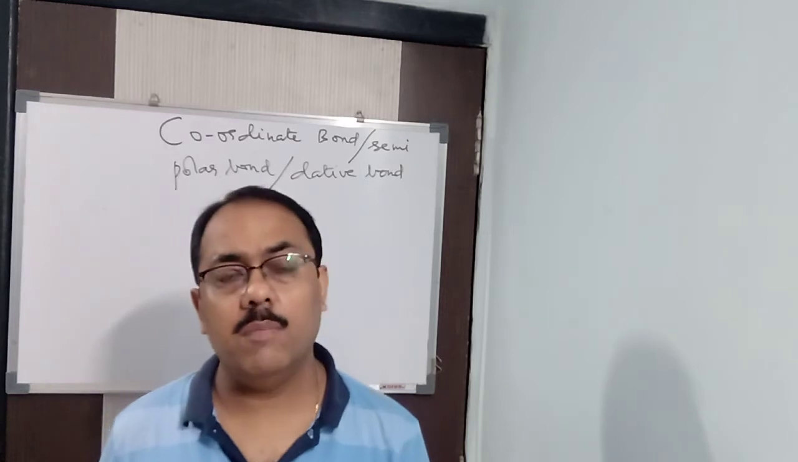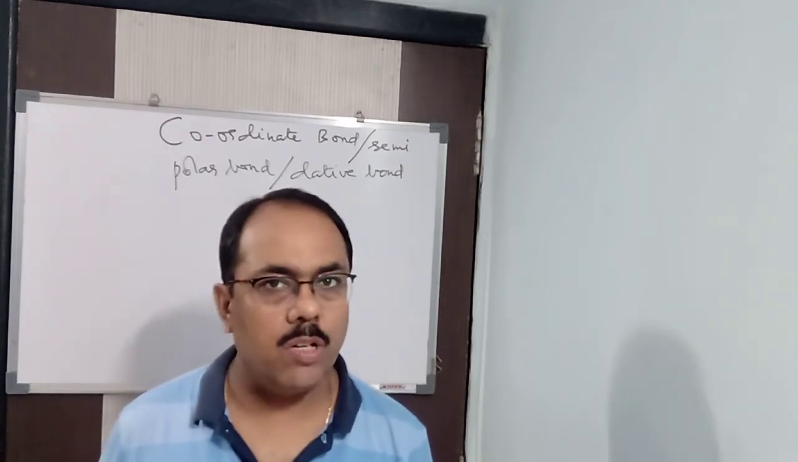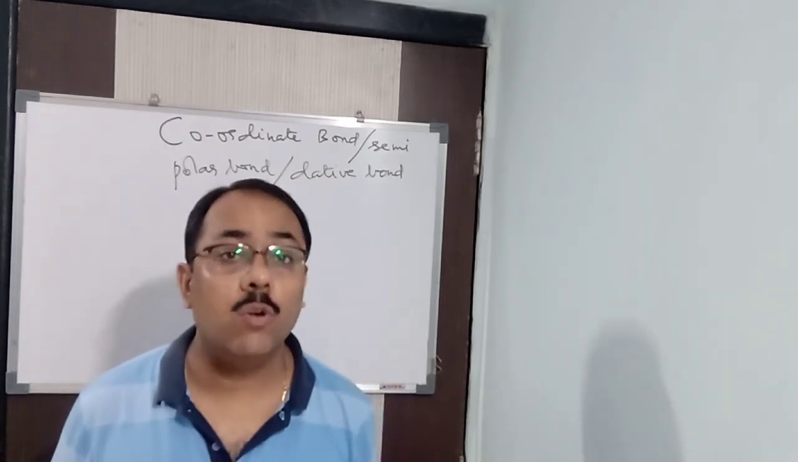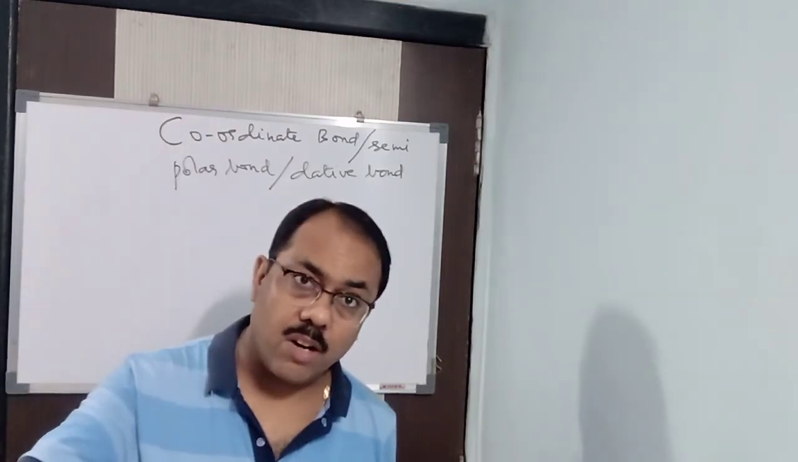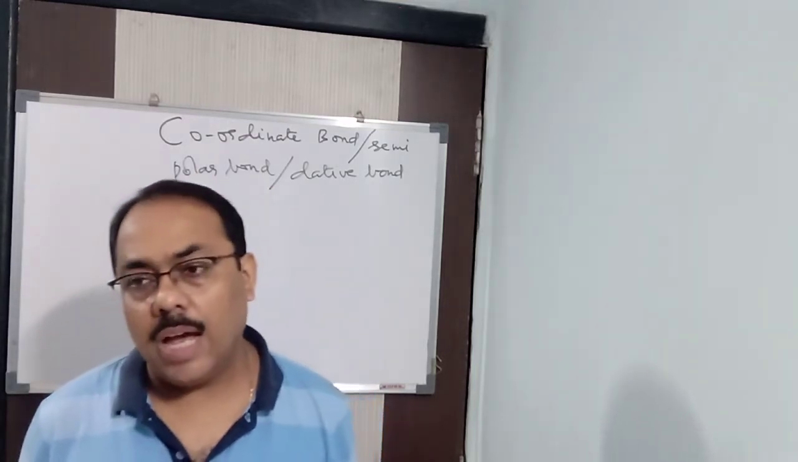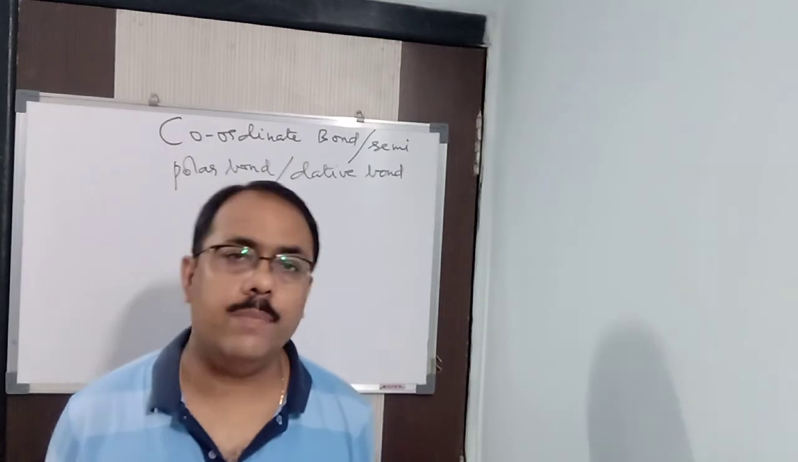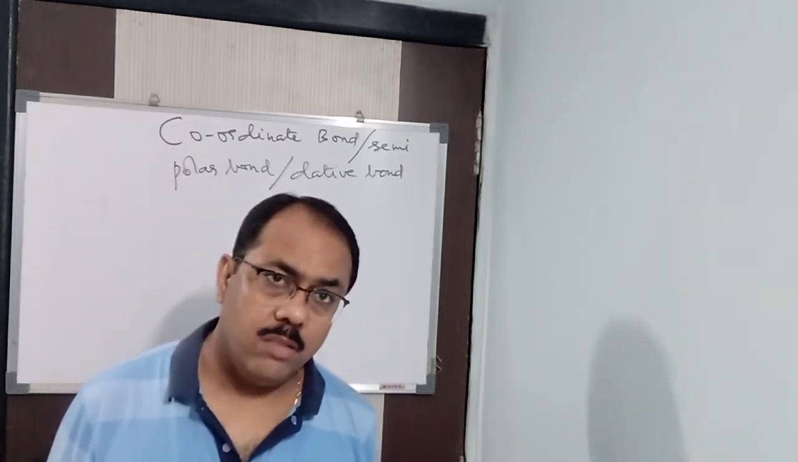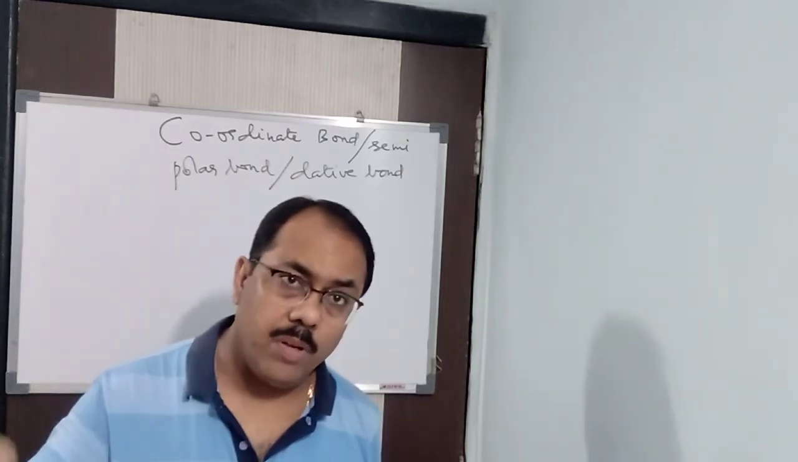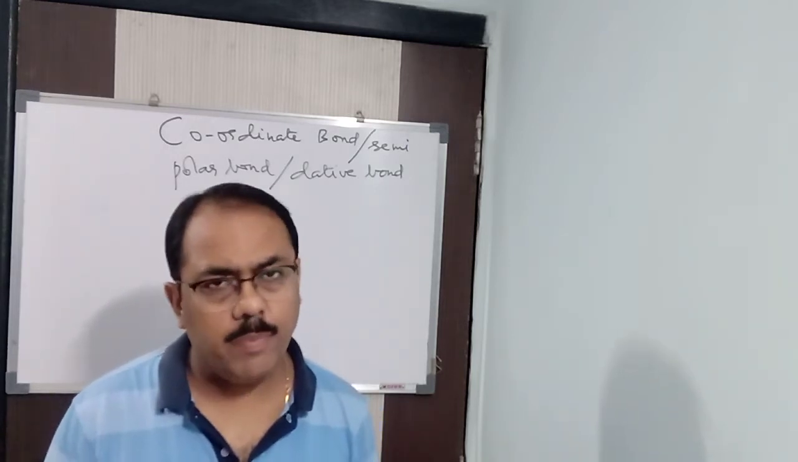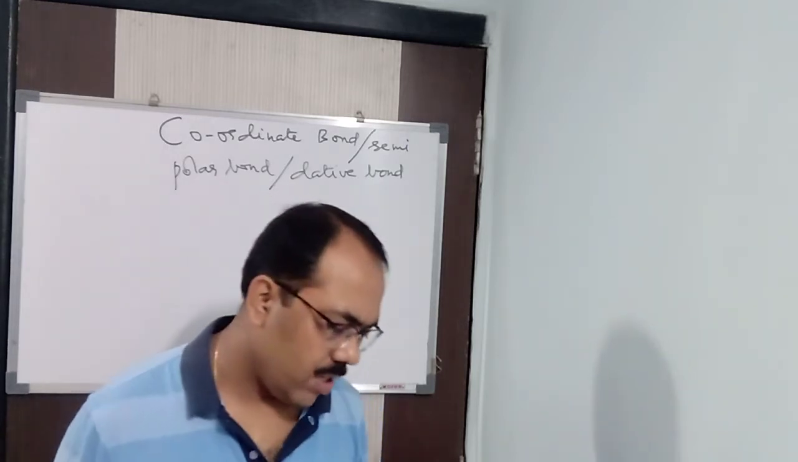Hence that particular bond is known as dative bond, because we show the direction with the help of an arrow from the central atom to the surrounding atom. Clear? And we consider that particular atom as the central atom which transfers the lone pair of electrons to the surrounding atom. It does not mean any atom can be a central atom. No, it's not that.